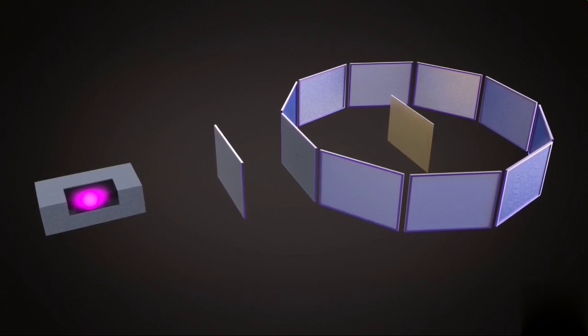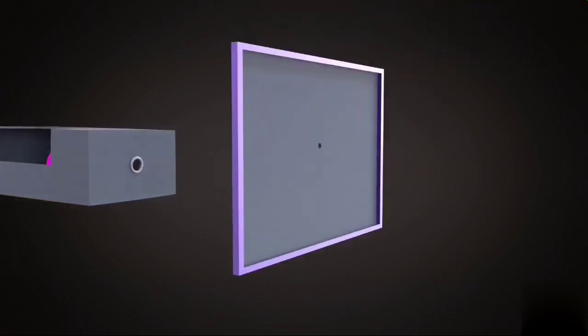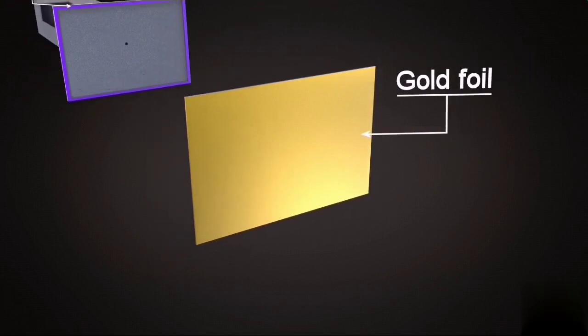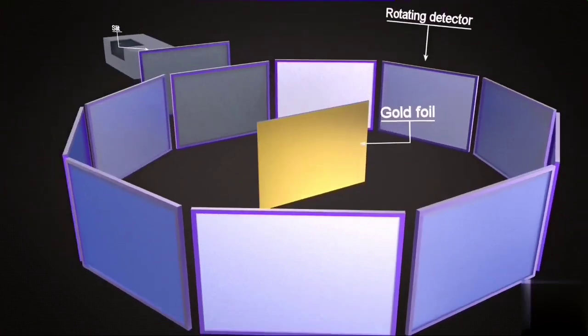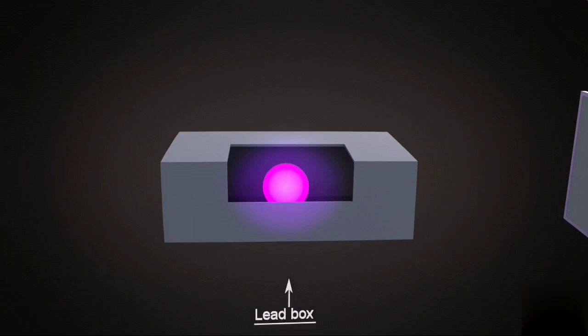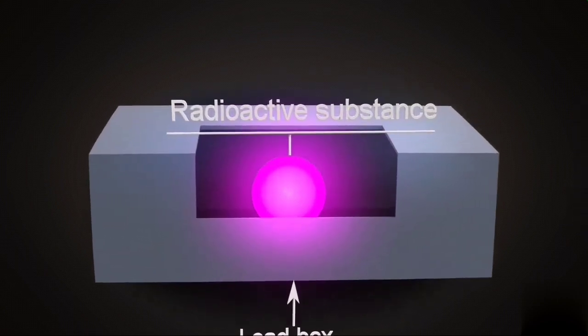The setup of the experiment consisted of a thick lead box with a hole on one of its walls, a slit, a thin gold foil, and a rotating detector at the end. Inside the lead box, a radioactive substance rich in alpha particles was kept. Now let us see the experiment.